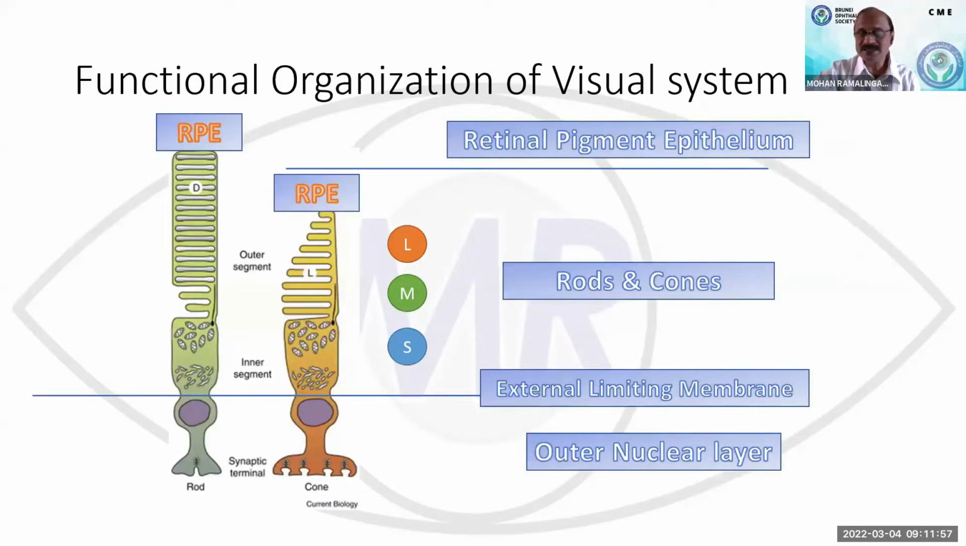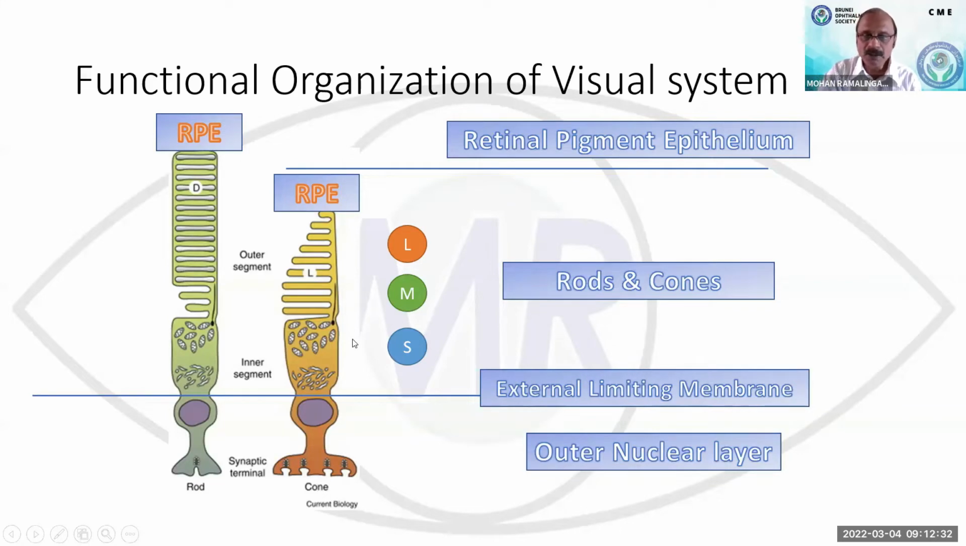Now let us dissect each of the 10 layers of the retina. The first layer of the retina from outside in is the retinal pigment epithelium. This retinal pigment epithelium forms the trophic support for the photoreceptors. The second layer of the retina is the actual receptor layer. These are the rods and this is the cones.